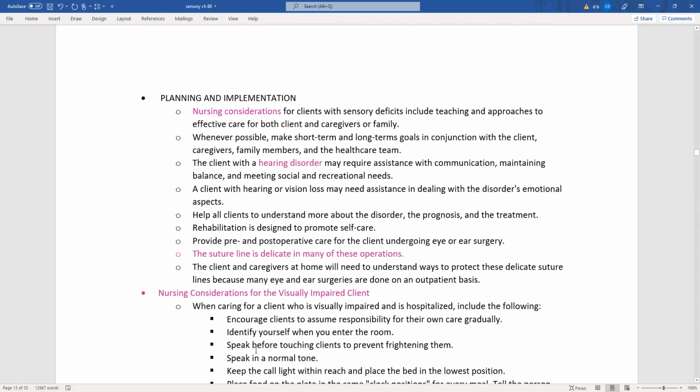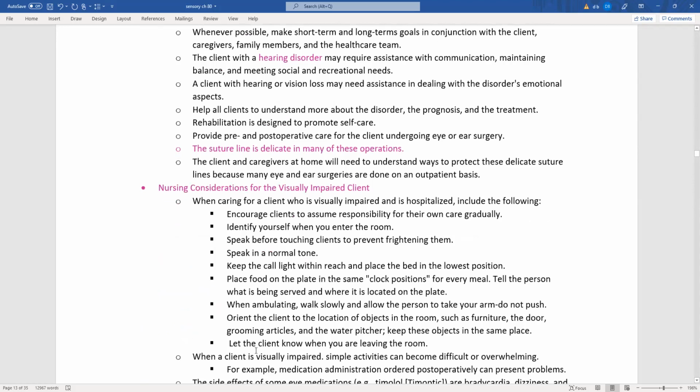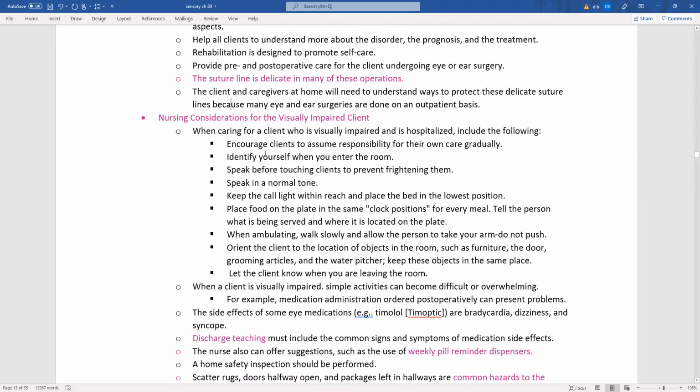So, nursing considerations for the visually impaired client, right? When caring for a client who is visually impaired and is hospitalized, you will do the following. Encourage that client to assume responsibility for their own care gradually. Identify yourself when you enter the room. Don't come in there touching on them. You have to speak before you touch them. You don't want to startle them or frighten them. Speak in a normal tone. Don't go in there like Debo, scaring the patient.